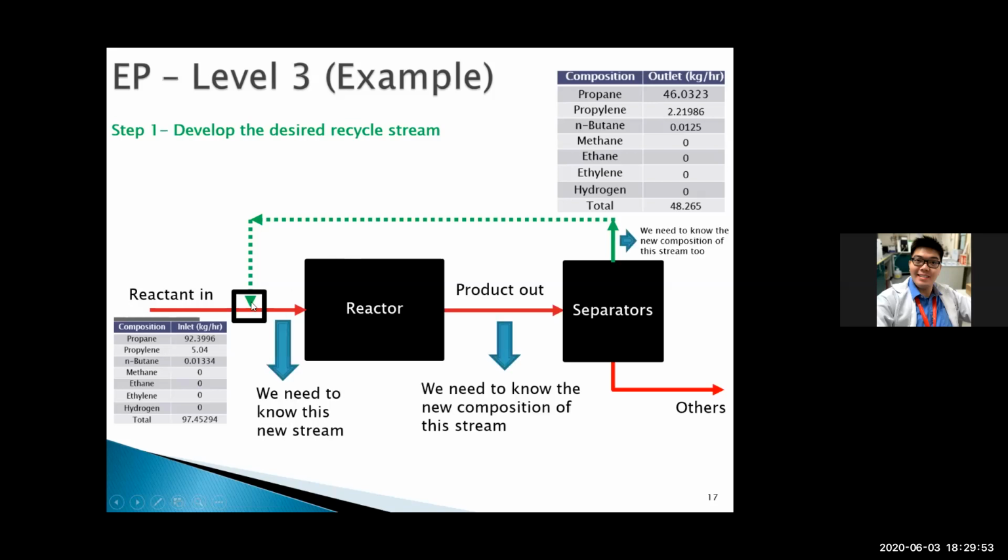Of course, after the mixing, the stream after that will be different. The amount of product you produce will be different. And also the stream that is going to be recycled back to the reactor will be different from what you decided in EP level 2. So how do we do this?